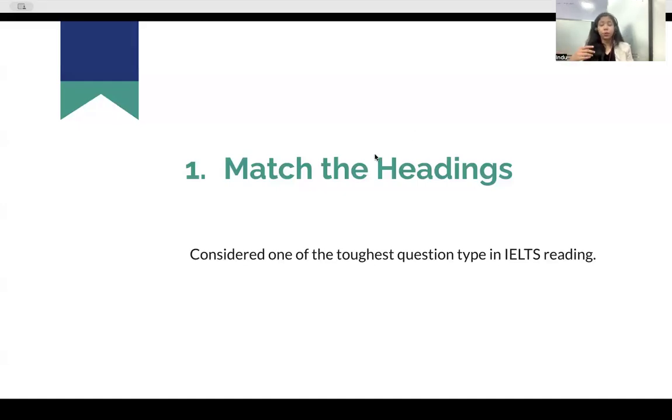So basically, there are only four basic question types in IELTS reading, namely match the headings, true, false, not given, MCQs, and fill-ups. Today we are going to discuss match the headings and true, false, not given. Let's start with match the headings. This is considered one of the toughest question types in IELTS reading.